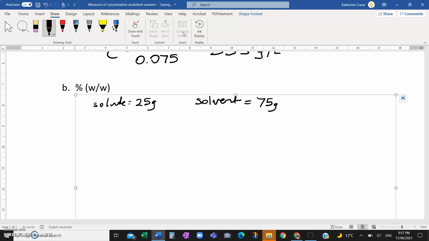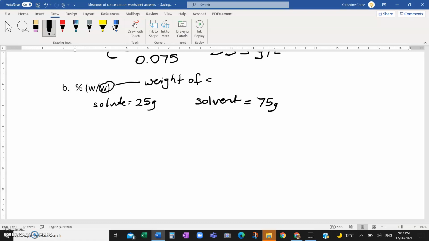But because this is a percentage weight per weight, it's not weight of one per weight of the other. In this case, it's looking at the mass of the whole solution. So it's not by mass of solvent here. This mass, the weight, and we're assuming weight and mass are the same here because we're on Earth. So we're saying the weight of solution, not just solvent.